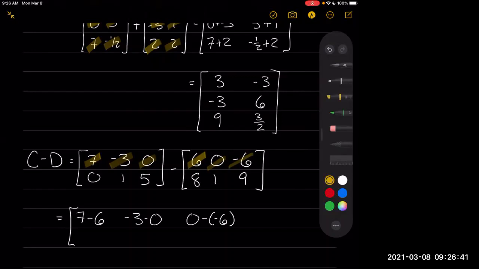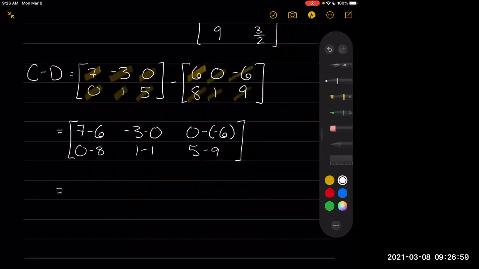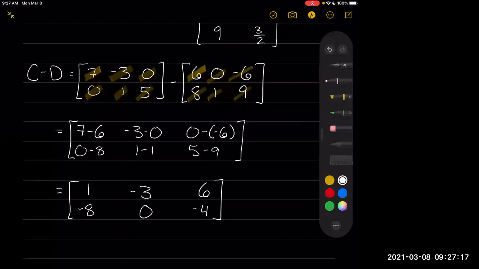And then we're going to do 0 minus 8. And then 1 minus 1. And then 5 minus 9. Now simplifying, we're going to end up with 7 minus 6 is 1, -3 minus 0 is -3, 6 minus 6 is 0... 0 minus 8 is -8, 1 minus 1 is 0, and 5 minus 9 is -4. So this is our C minus D matrix.